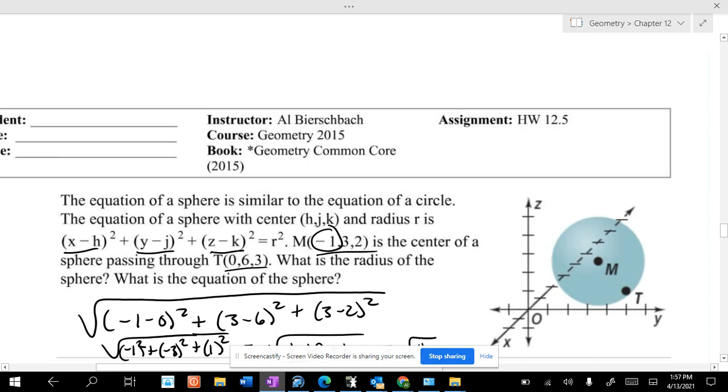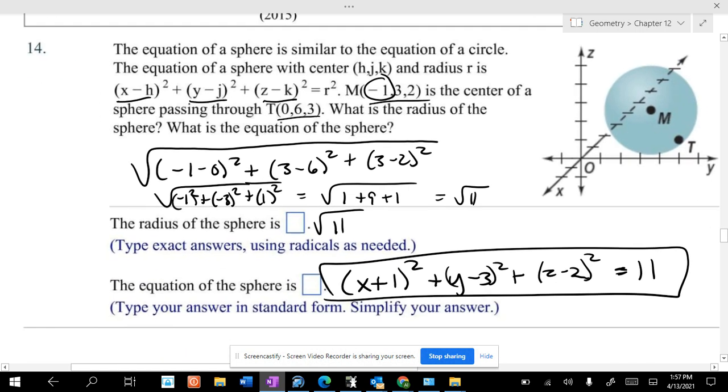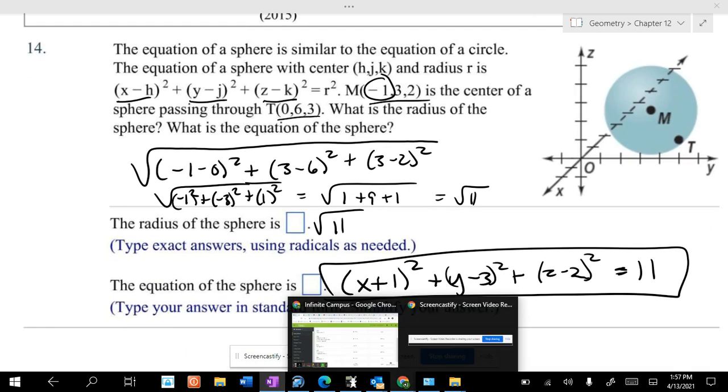The circle formula. Okay, there's 14 questions, so it will take you just a little bit to finish it, but it is not overly difficult.